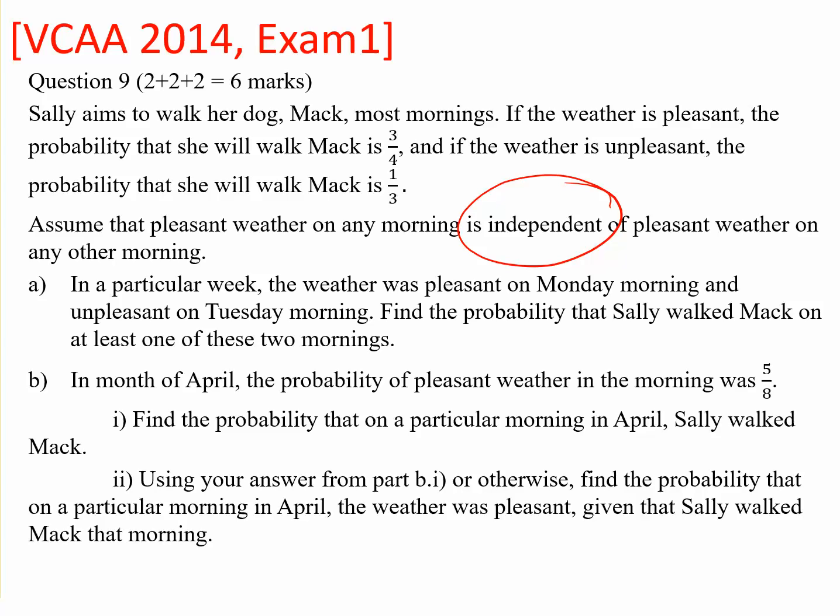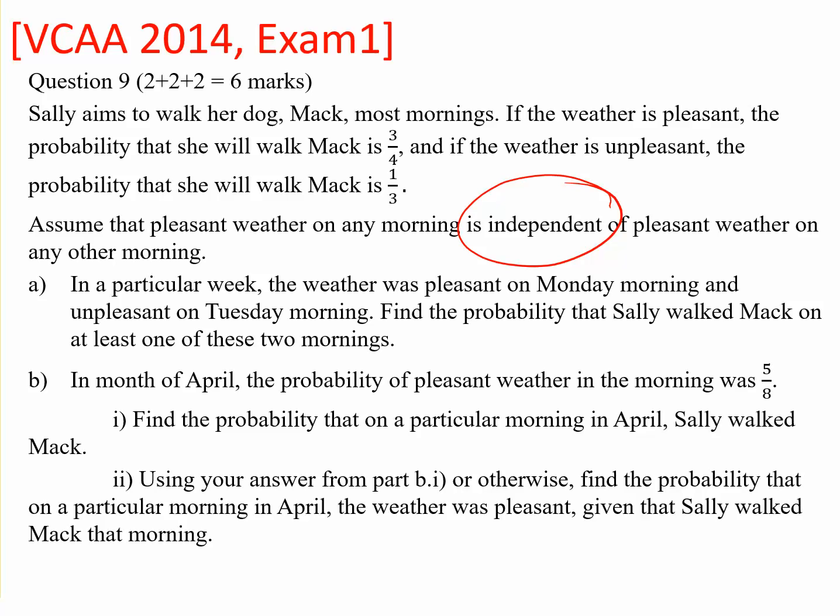Now the second question tells you that if it's independent, it means Monday and Tuesday are totally separate. Let's think about Monday. Was Monday a pleasant day or an unpleasant day? Pleasant. So what's the chance of her walking Mac on a Monday? 3/4. So your branch is pleasant, 3/4. That's Monday, if she does walk. Okay? And then on Tuesday, is it unpleasant or pleasant? Unpleasant. So on an unpleasant day, what's the chance of you walking Mac? 1/3.